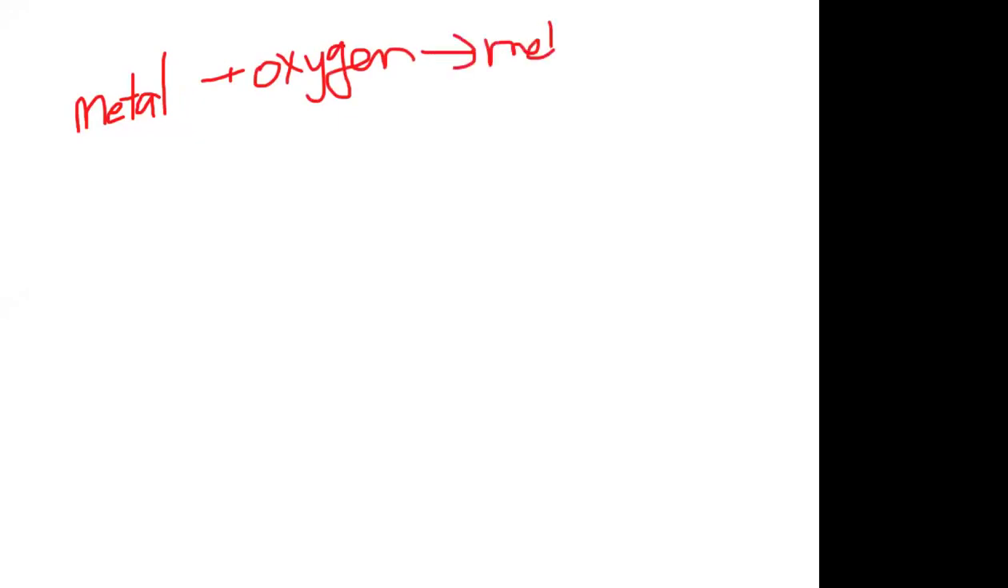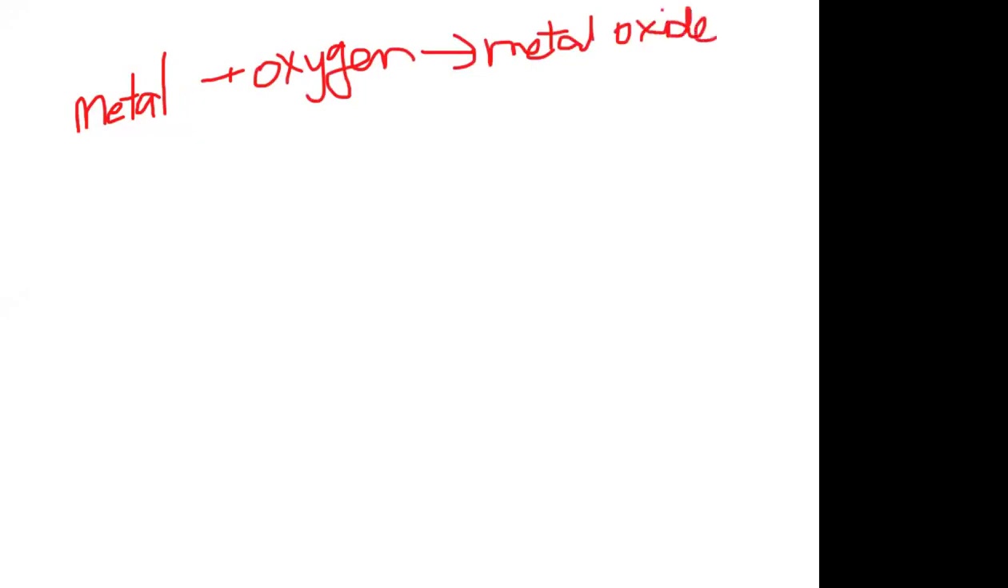All right, let's go. Here we are. Share whiteboard. Let's go. So we have metal plus oxygen. When we react a metal plus oxygen, we form metal oxide.